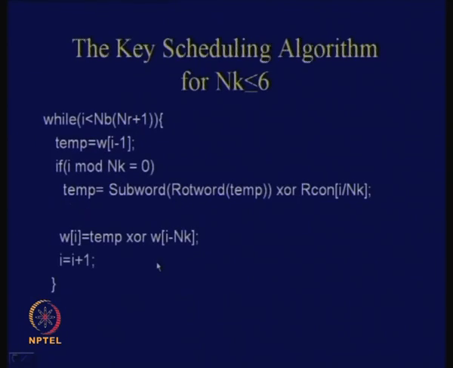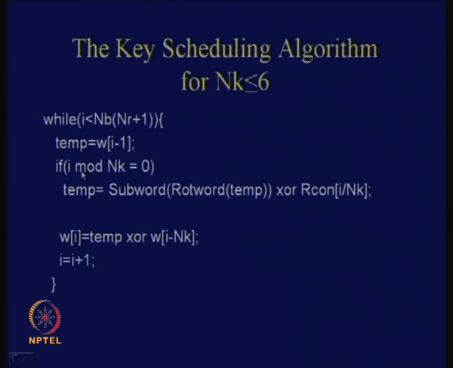But for the subsequent parts you require to do some operations. So you see that if i mod NK is equal to 0, so you see that when i runs from 0, 1, 2 and 3, i becomes equal to 4, okay.